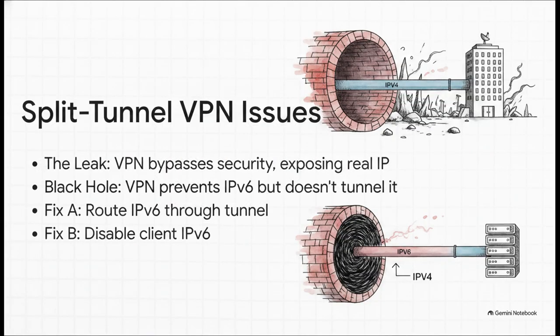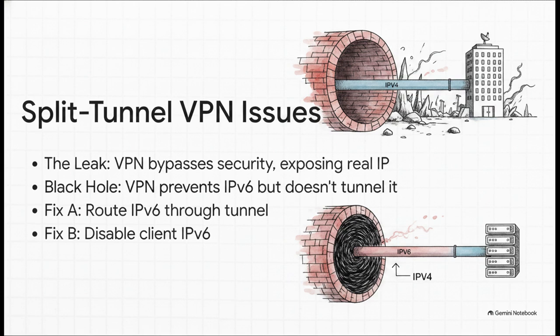And of course, VPNs are another massive pain point in a dual-stack world. You generally see two main issues with split tunneling here. The first is what we call the leak. This is where the VPN captures all the IPv4 traffic but totally ignores IPv6. So the user accidentally bypasses corporate security and exposes their real IP to the internet over IPv6. Not great. The second issue is the black hole.